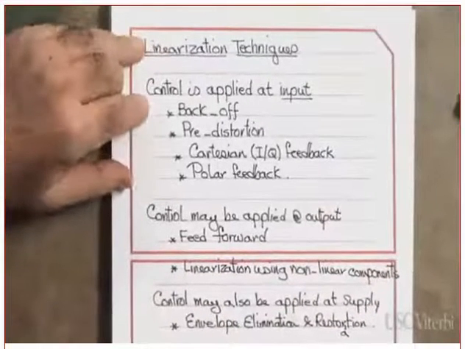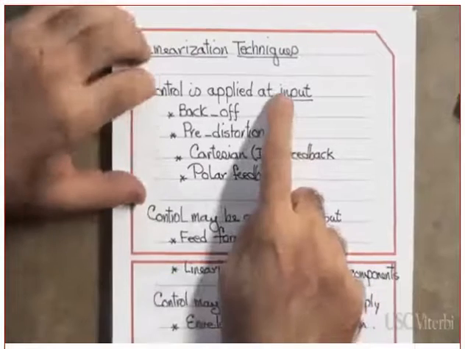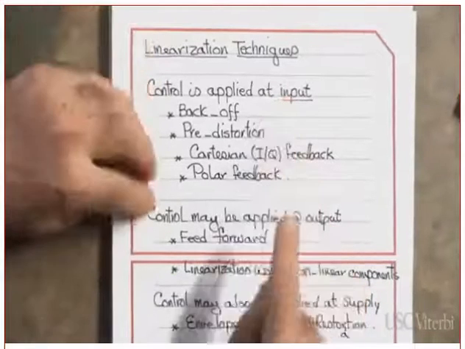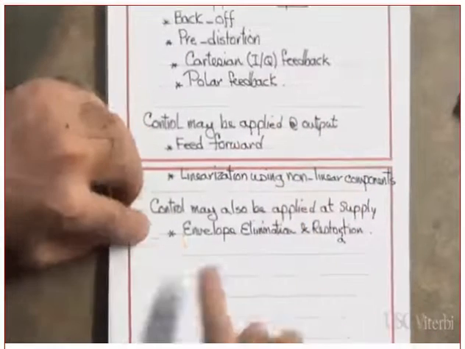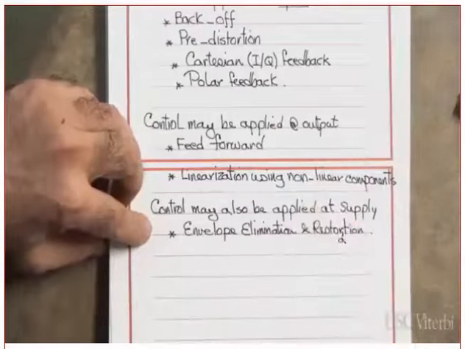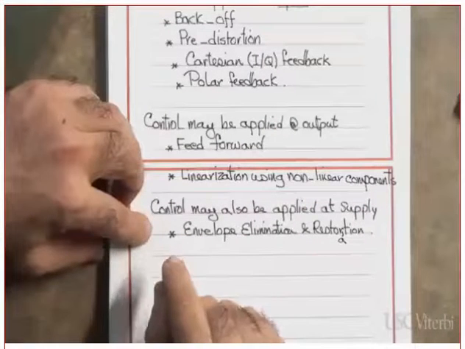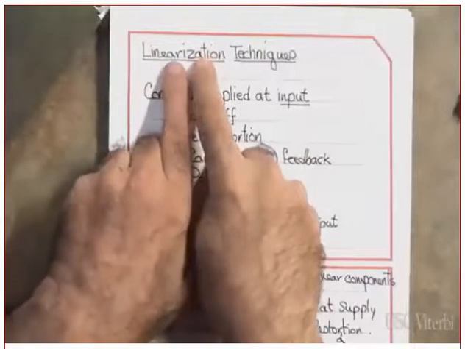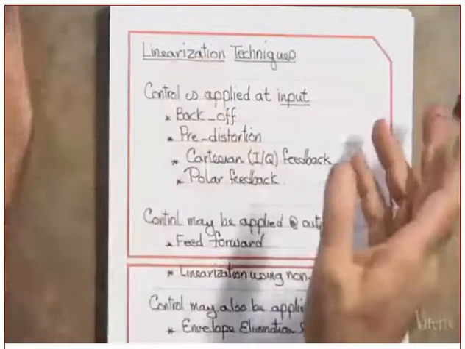Okay, we need to apply some kind of control. The control is either applied at the input or at the output, or even the control can be applied at the power supply, where the drain is connected. Again, what is the purpose of this? Trying to improve the linearity of your transistor.